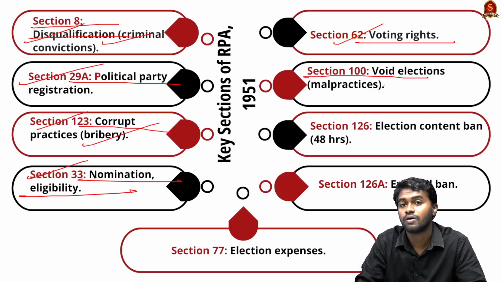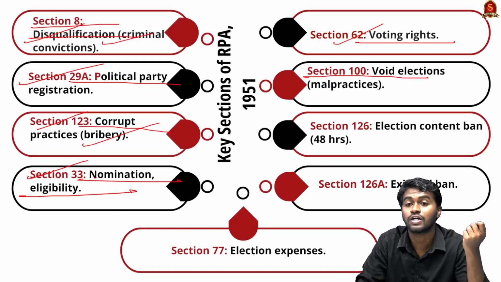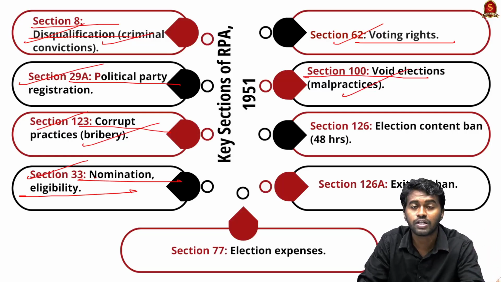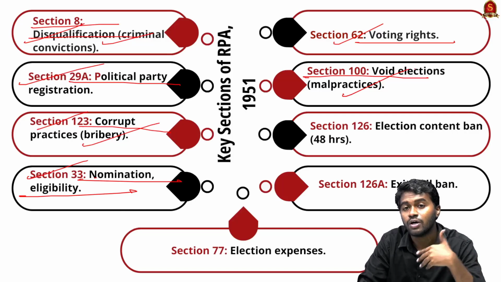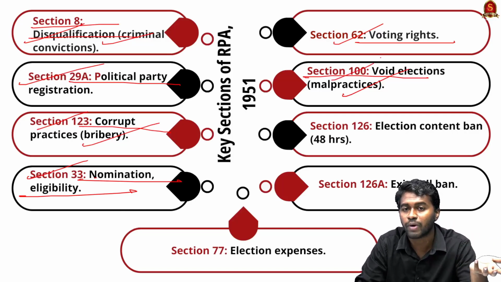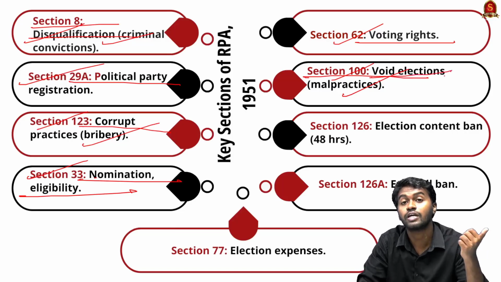And next we have Section 100, which provides provisions regarding the declaration of an election as void if there is any malpractice, for example using the administrative mechanism or government machinery to promote yourself in the election. If these types of practices are later found, then the election can be declared void.